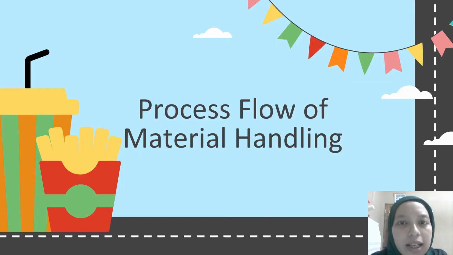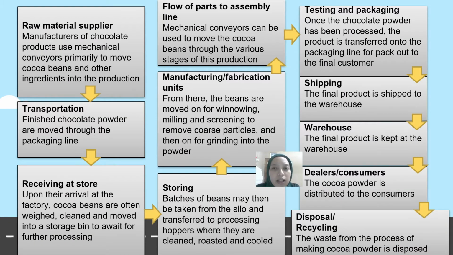So next is about the process flow of material handling. We started off with raw material supplier, transportation, receiving at store, storing, manufacturing or fabrication units, flow of parts, to assembly line, testing and packaging, shipping, warehouse, dealers or consumers, and end with disposal.